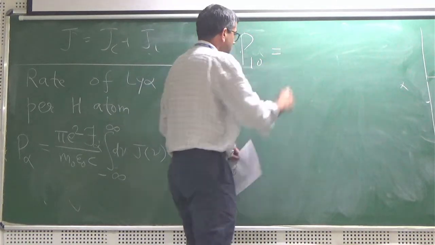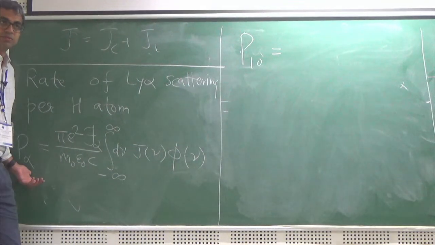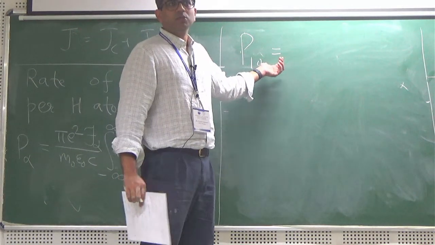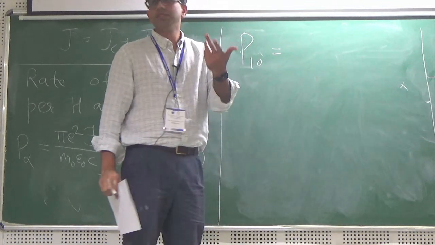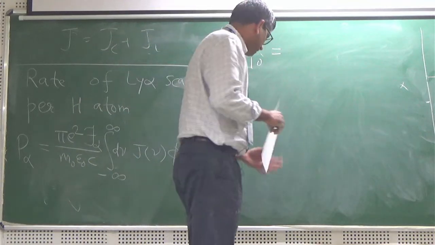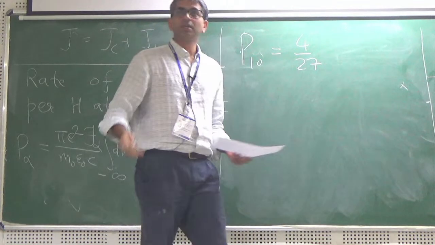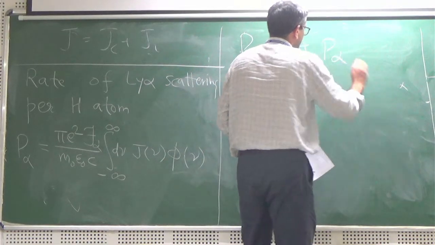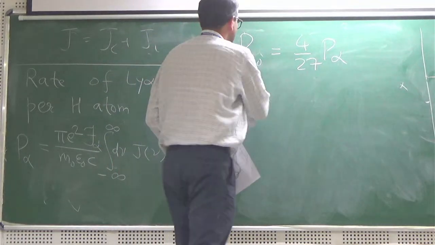So I need now to ask, if a hydrogen atom interacts with a Lyman alpha photon, what is the probability that that interaction will lead to a spin flip? The probability is not 100%. Not every interaction will lead to that. The probability is something less. It turns out that that probability is actually 4 by 27. Find this calculation in physics books. And so this P10 is actually 4 by 27 times TL.